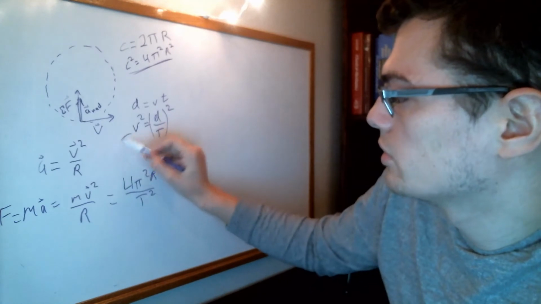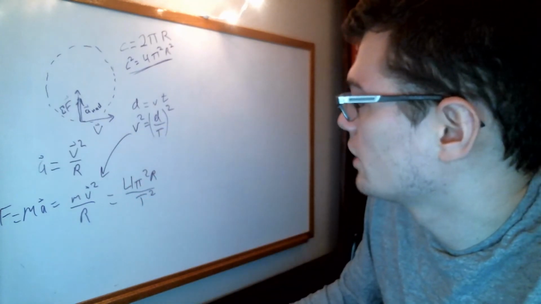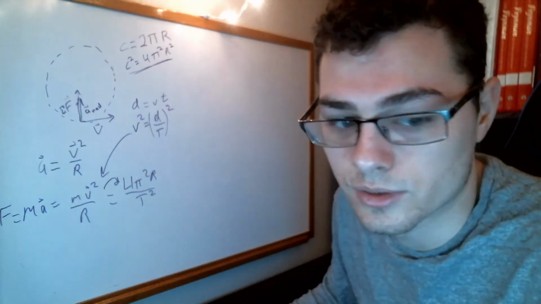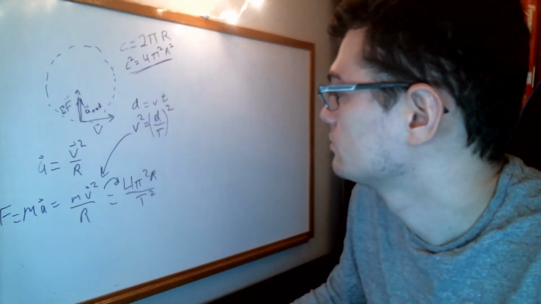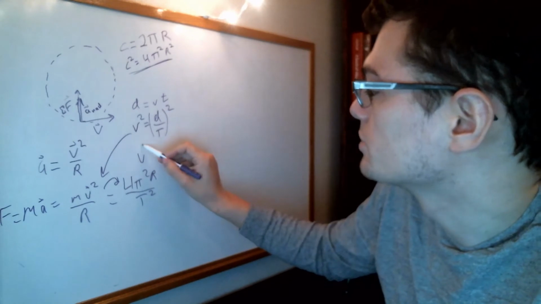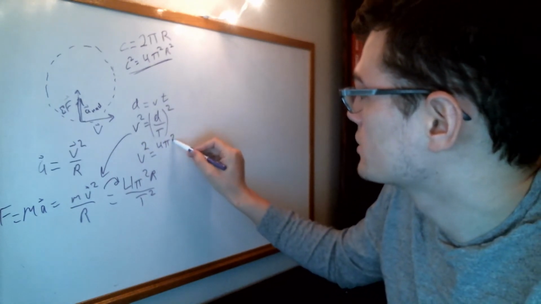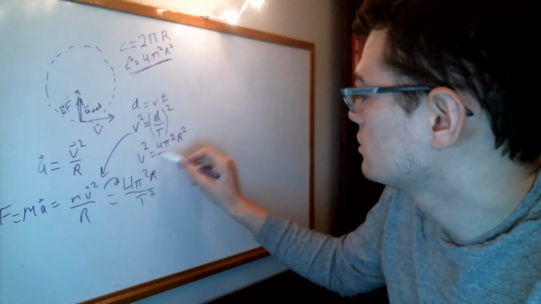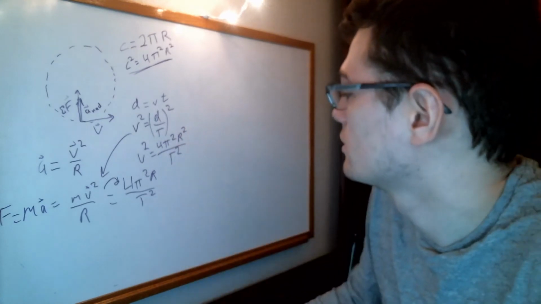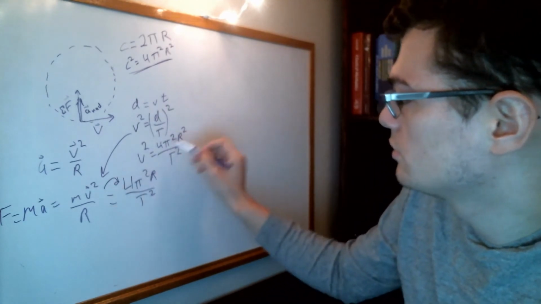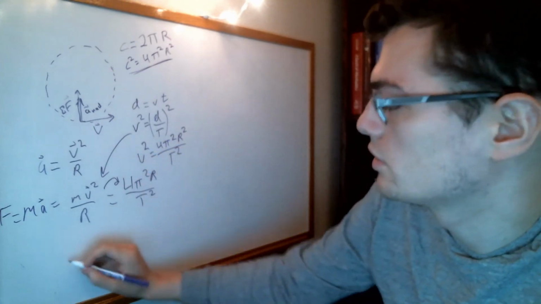And so then we plug that in here, and this is what we yield from that substitution. So let's do this a little more explicitly. So v squared is then equal to 4 pi squared r squared over t squared. And so then you can see how the r's will cancel once we plug in v squared. I'll do that explicitly.